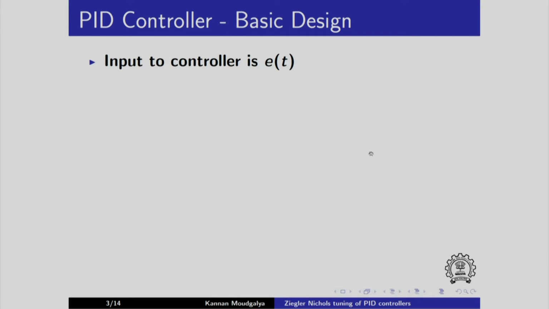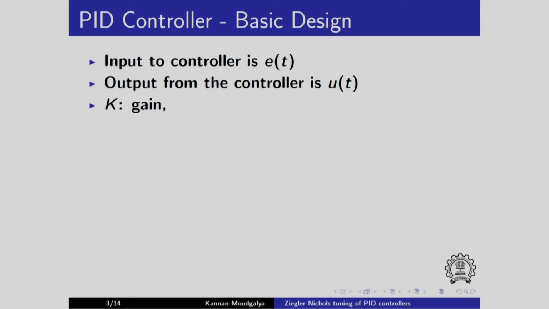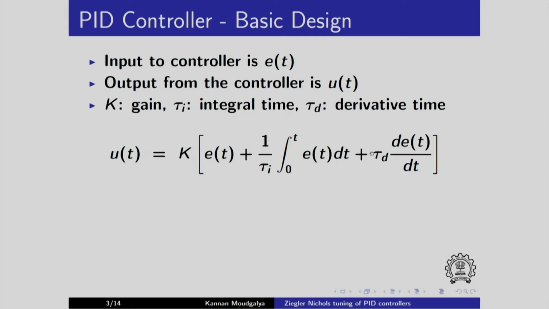Let the input to the controller be E of t, the output from the controller is U of t. Let k be the gain of the PID controller, tau I is the integral time, tau d the derivative time. Then the standard PID control law is given by this equation. You have proportional, integral and derivative modes. When you take Laplace transform of this, you get this expression. Capital U denotes Laplace transform of time domain signal small u. Similarly, capital E for small e.